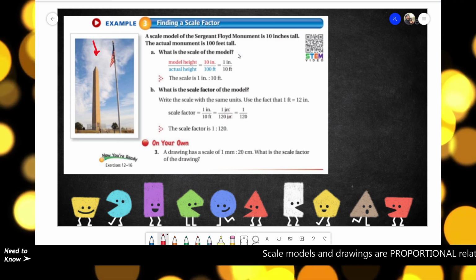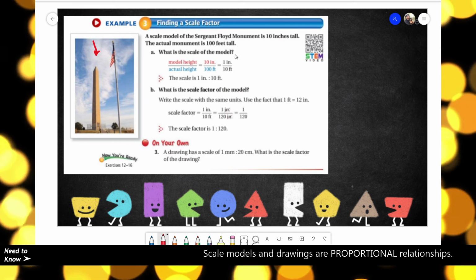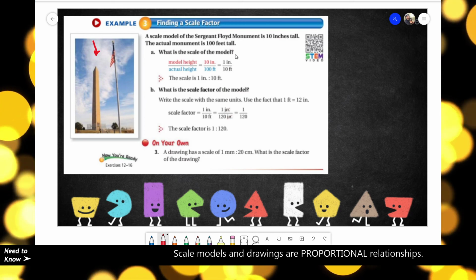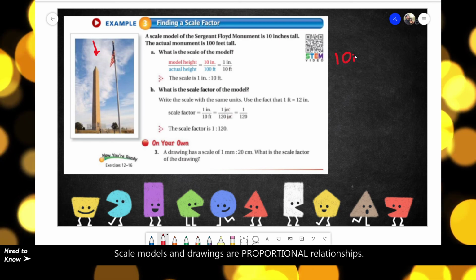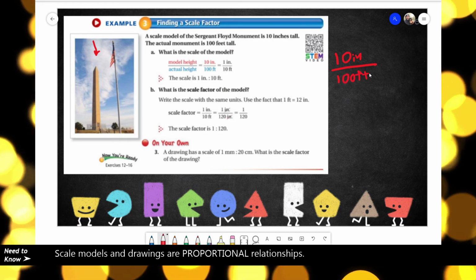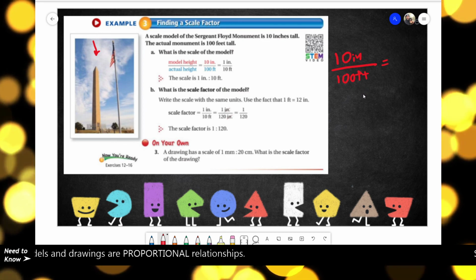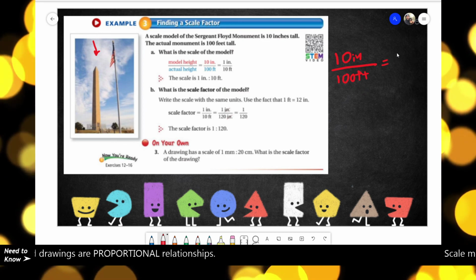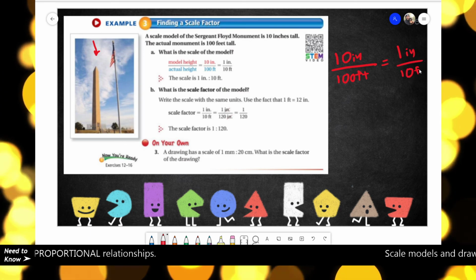Again, the scale is just going to be the number that we use to enlarge or to shrink something in the real world. So the model height is 10 inches. The actual height is 100 feet. Well, I have 10 over 100. That can be simplified. They can both be divided by 10. So I can reduce that to 1 inch to 10 feet.